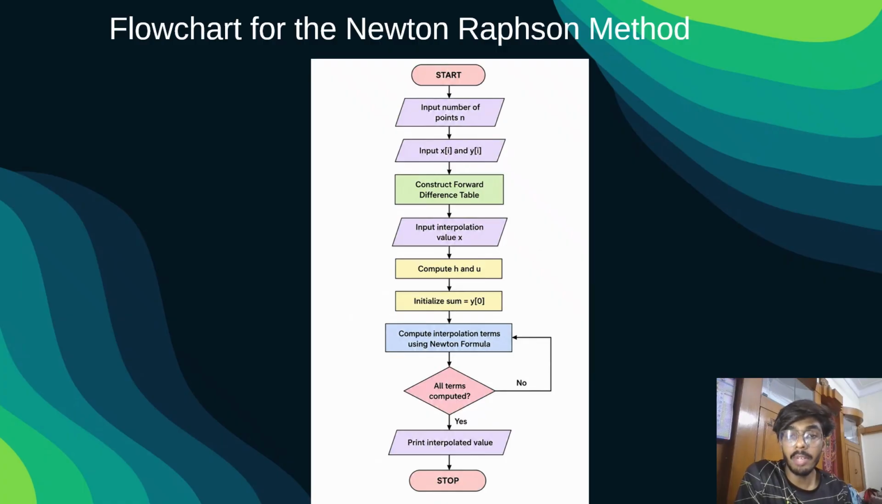And with the help of that value x, we compute h and u, the step size and u, and then we initialize sum equals to y0 and compute interpolation terms using Newton forward. If all terms are computed, then we will print the interpolation value. If not, we will run this loop multiple times, and once we get the interpolation value, we'll print it on the screen and stop the algorithm.